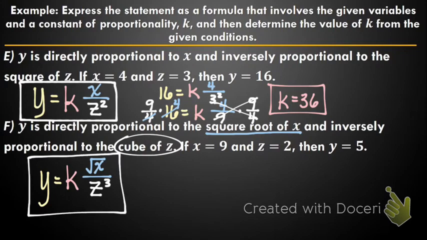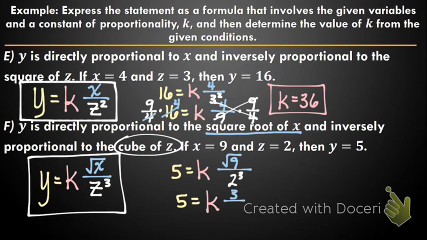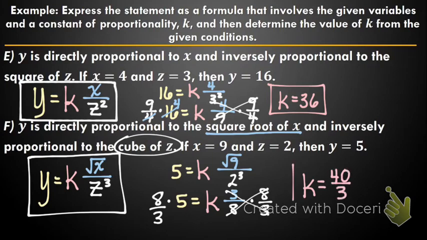And what did we get for k? 40 over 3. 40 over 3 is correct. I have 5 equals k times the square root of 9 over 2 cubed. So I have 5 equals k times 3 over 8. So I'm going to multiply both sides by 8/3. There are no common factors, so I can't reduce that down at all. And I get k equals 40 over 3.